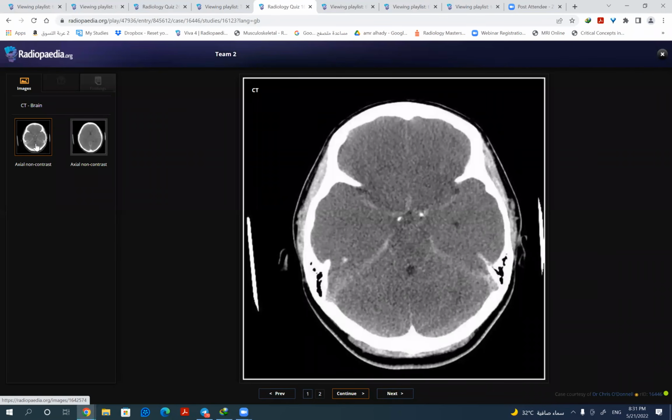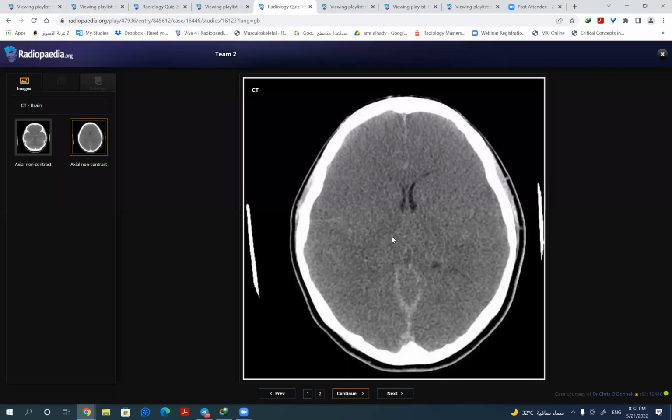The striking abnormality on these images, these are the non-contrast CT brain images, which are showing evidence of pseudo-subarachnoid appearances. That is shown as loss of normal gray-white matter differentiation of the brain parenchyma, which is consistent with cerebral edema, and there is prominence of the subarachnoid spaces around the cerebral cisterns, which is consistent with pseudo-subarachnoid appearances.